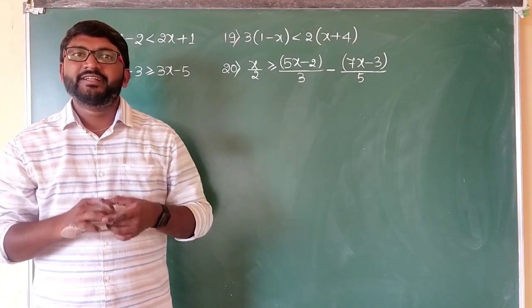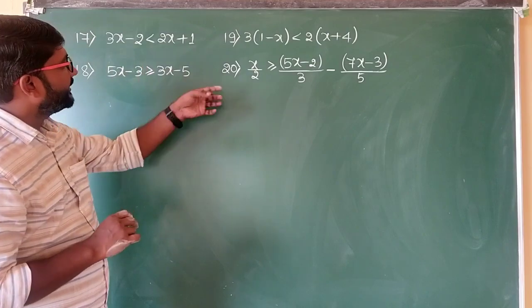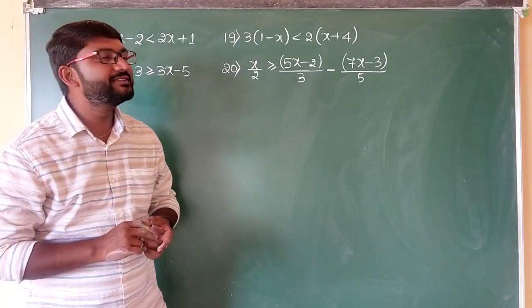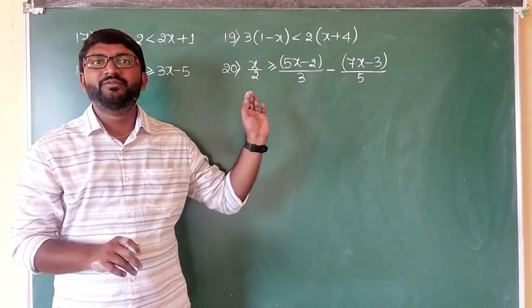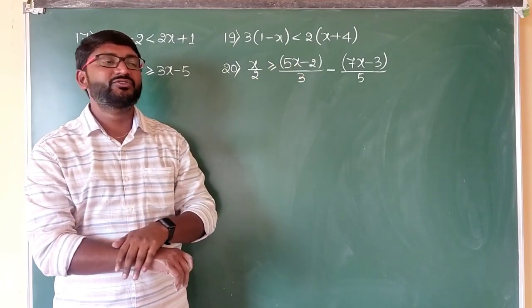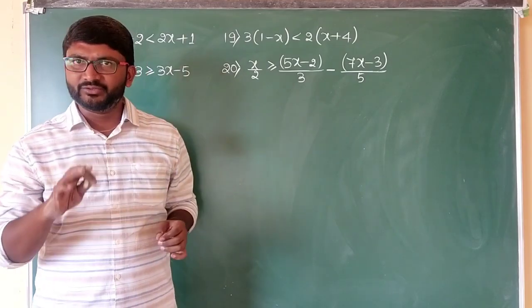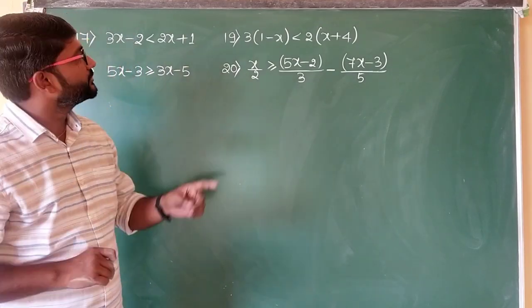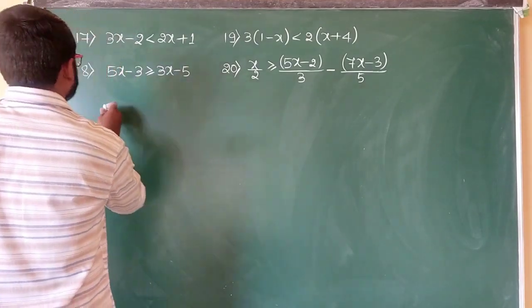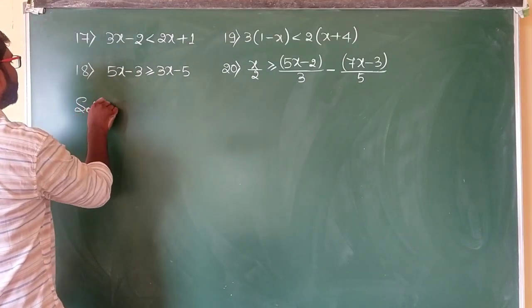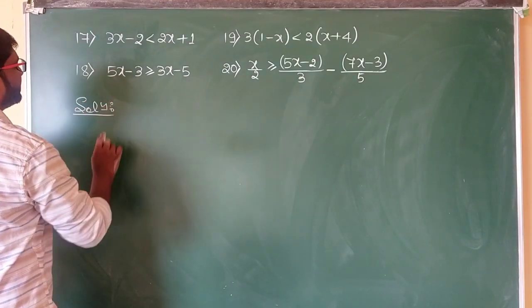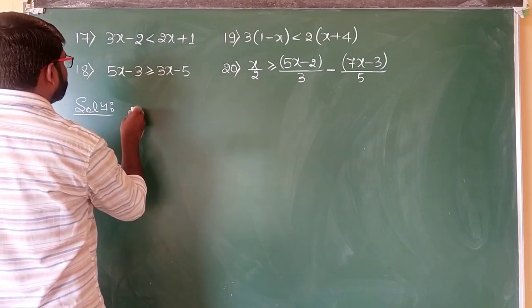Well, we have the next set of questions from 17 to 20. We have to solve the given inequalities and we have to go for the graphical representation. That means whatever solution we get, we have to represent that on the number line. So, that is going to be the graphical solution. I will be taking the 17th one, question number 17. Let us solve the inequality and after that we will go for the graphical representation.